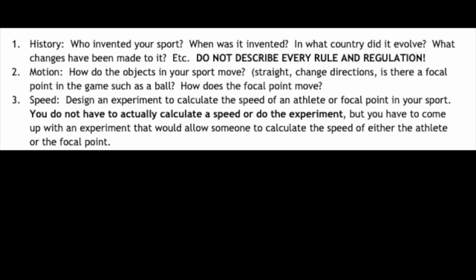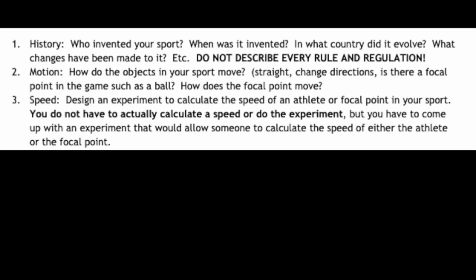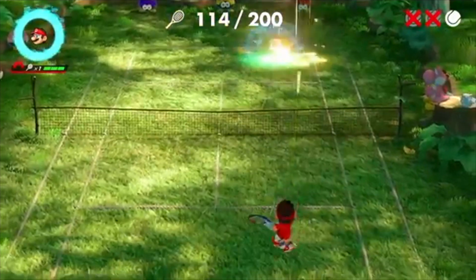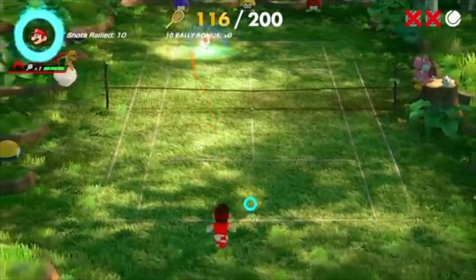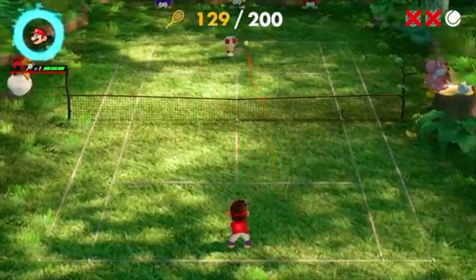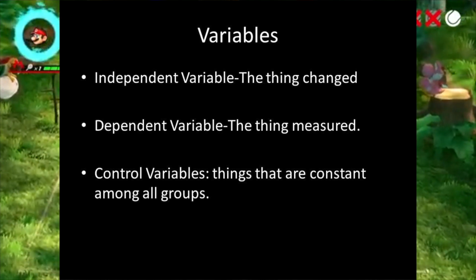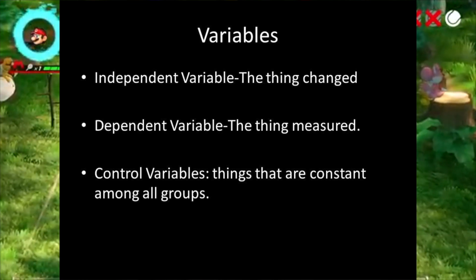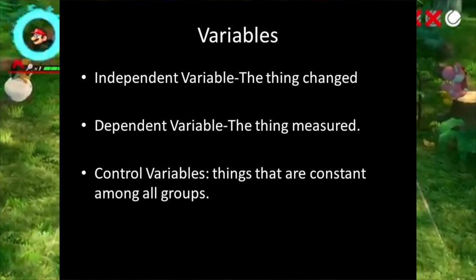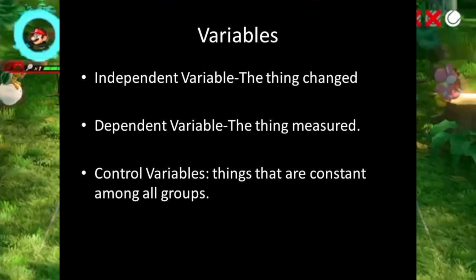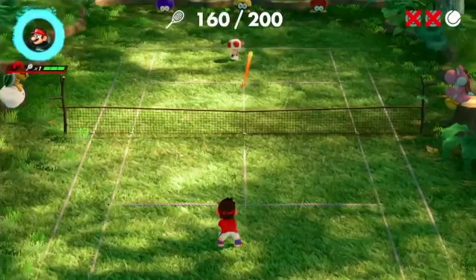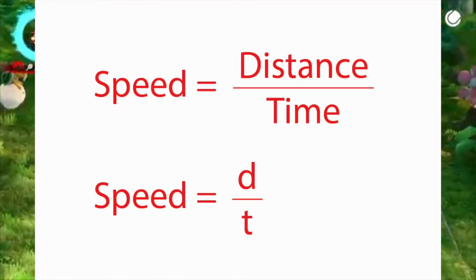Make an experiment to find the speed of the focal point. Jesus, what is this? Just do it, bub. Okay, I'll do it. Okay, we should have a dependent variable, an independent variable, and a controlled variable. The dependent variable is a thing that we're getting data on. The independent variable is a thing that will affect the dependent variable. The controlled variable is a thing that will stay the same. One more thing we will need is a speed formula, which is distance over time.